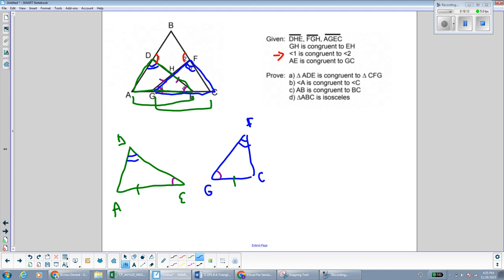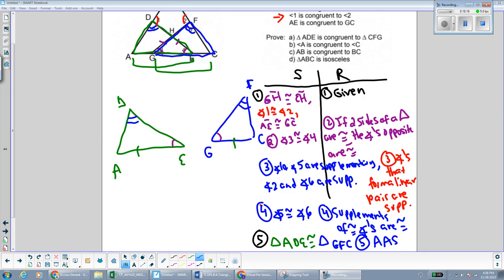I'm going to pause the video and write this up so far. You should try to do the same as well in a 2-column proof. And here's the proof written up so far for part A.